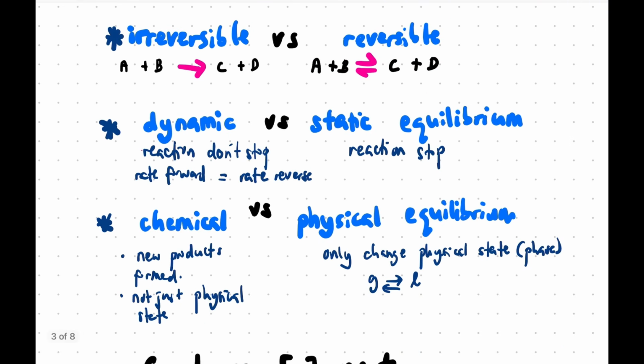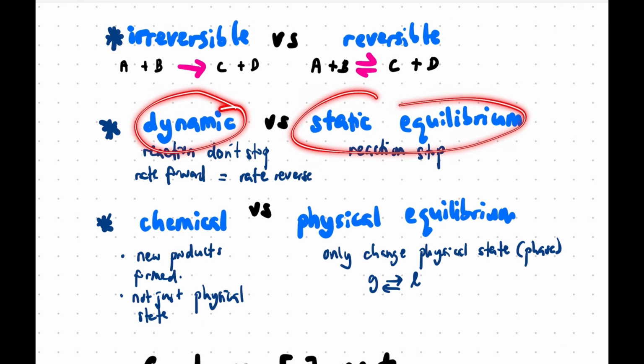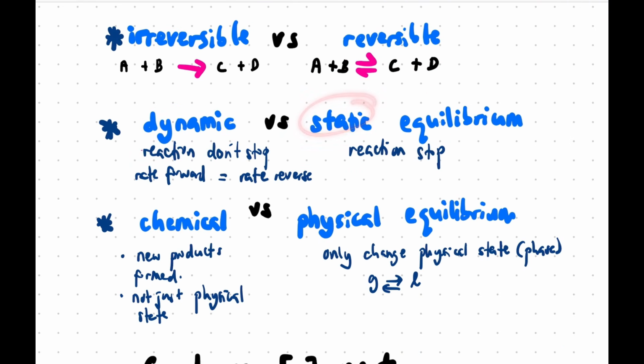Alright, kita ada dua jenis lagi, iaitu dynamic versus static equilibrium, in which kalau static equilibrium reaction stop at certain time bila sudah capai equilibrium, but dynamic equilibrium simply means reaction doesn't stop, but the rate of forward reaction is equal to the rate of reverse reaction.